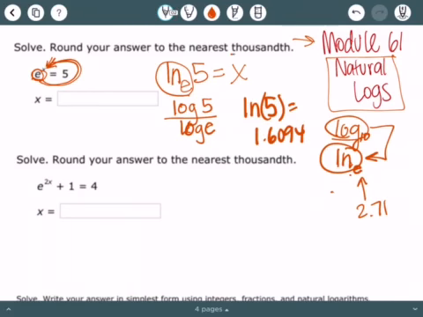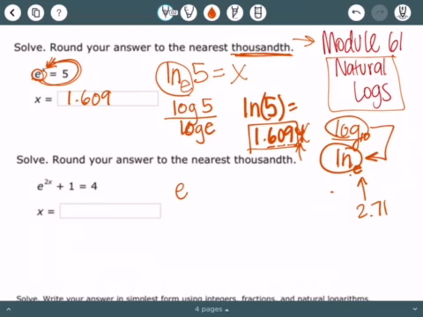1.6094. A reminder that they want thousandth place, that's 1, 2, 3. I'm going to look at that 4. The 4 doesn't change it, so I'm left with just this as my answer, 1.609.